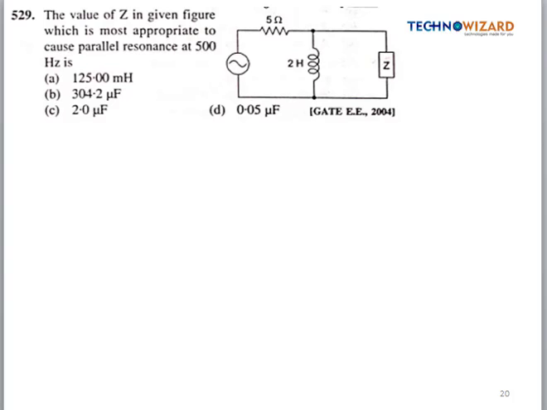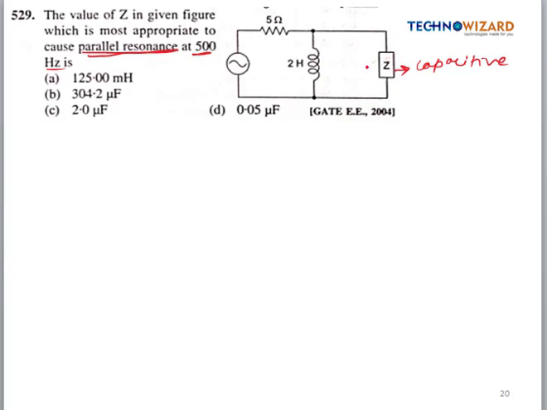Next question is, the value of Z in the given figure which is most appropriate to cause a parallel resonance at 500 Hz. Okay, so now we have to cause a parallel resonance. Here in the question R is given, L is given, so it means this Z should be of capacitive nature, then only the parallel resonance will be possible. So it means this Z is capacitive. Now we have to calculate the value of Z.